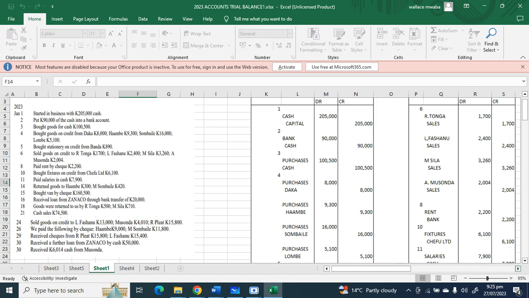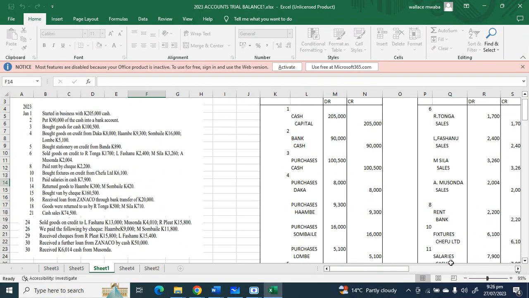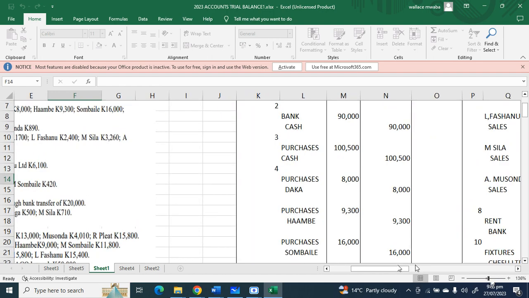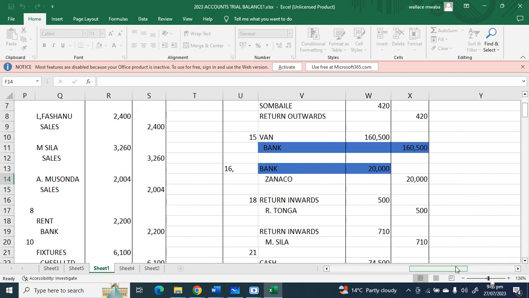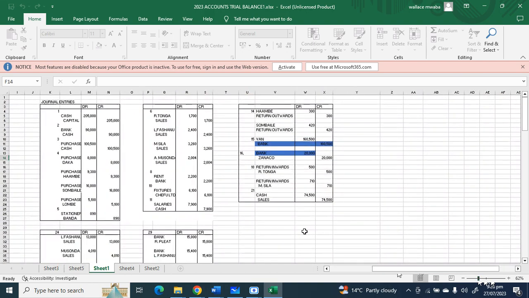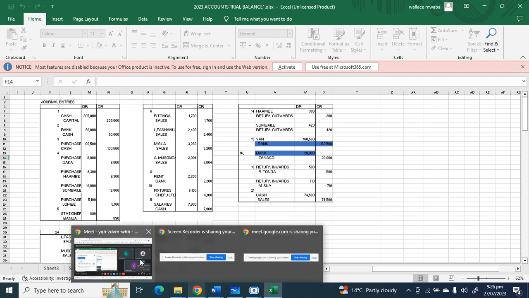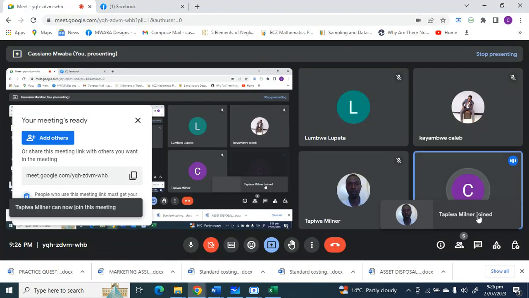So we are done with our financial transactions, right? Now it's time for posting to the ledgers. All right. Let's see the ledgers. So I wanted to show you how you have to be familiar with closing accounts.